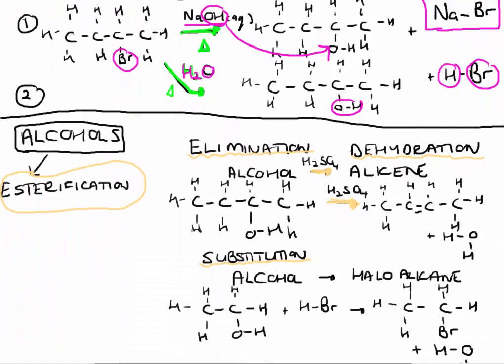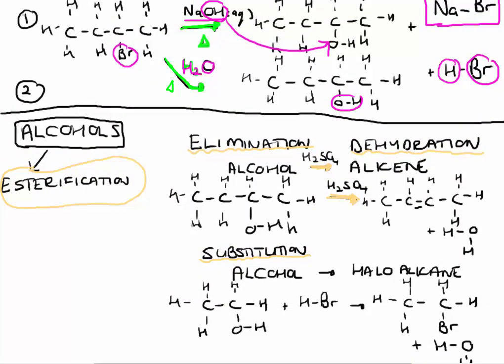Then we need to look at alcohols lastly. Alcohols, we have 2 types of reactions that we're going to look at. Elimination in the form of dehydration. So where we have an alcohol in the presence of an acid like H2SO4, sulfuric acid, an alkene will form. We specifically use sulfuric acid because it's a dehydrating agent. So what will happen here is the removal of an OH and then another H.